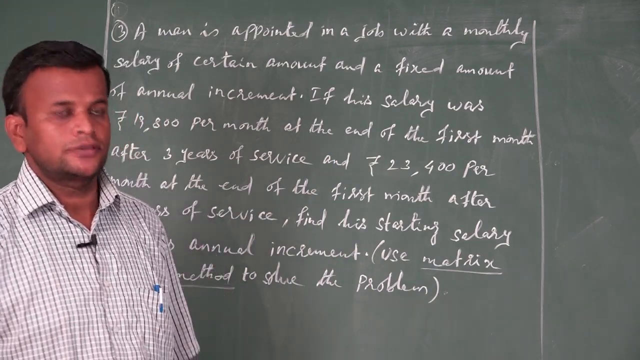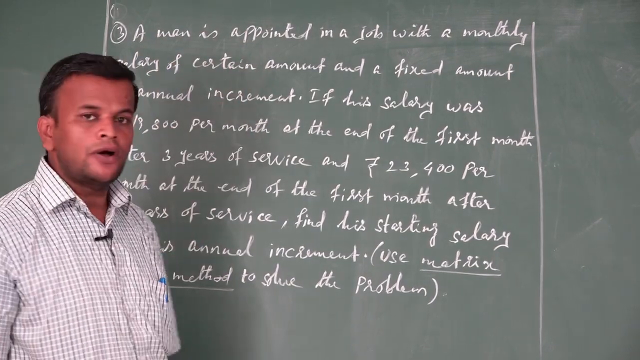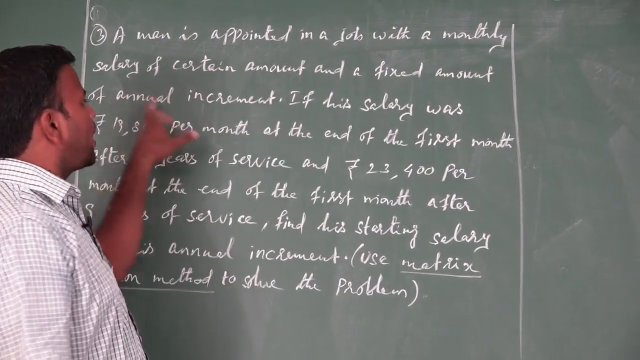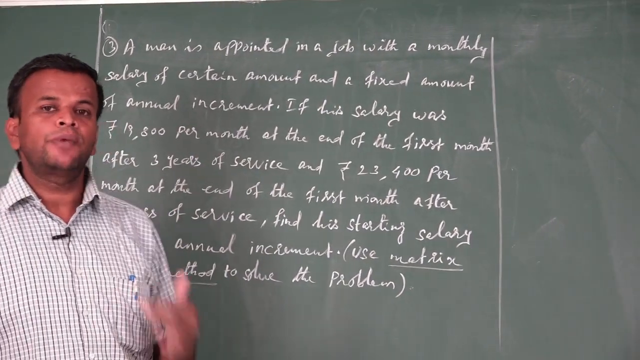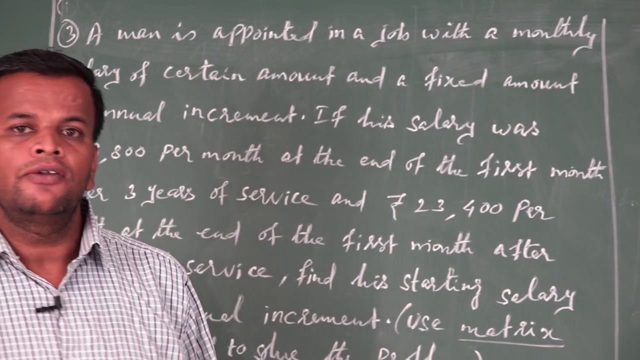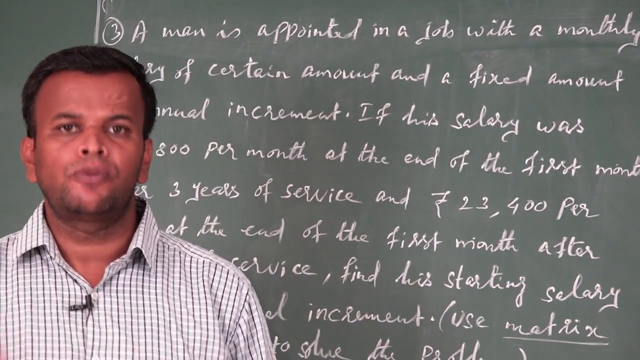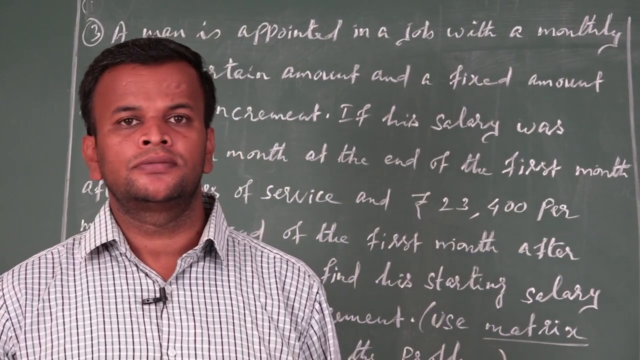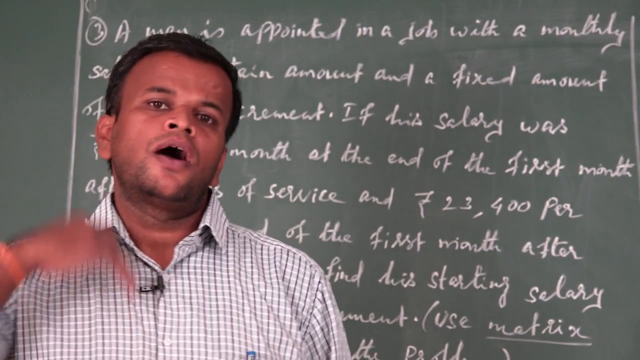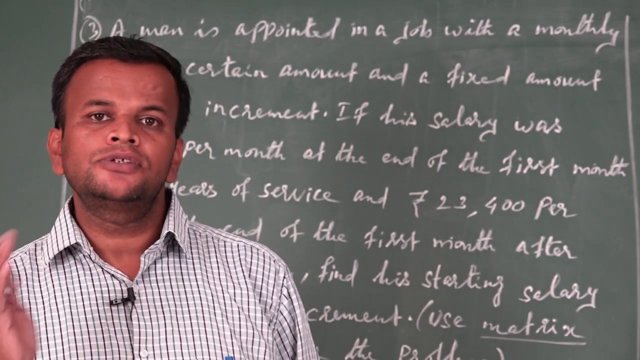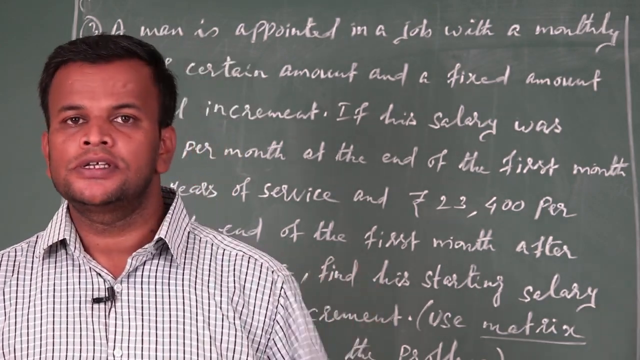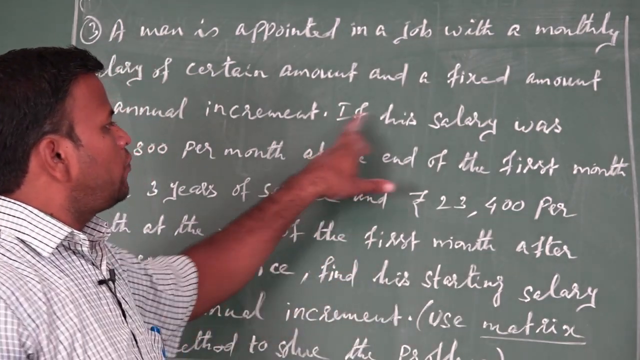Okay, what is the concept of the question? A man is appointed in a job with a monthly salary of a certain amount and a fixed amount of annual increment. Every year there will be a fixed increment. Suppose a man's starting salary is 50,000 and the annual increment is 1,000. So after 1 year, the next month's salary is 51,000. After 2 years, the next month's salary is 52,000, and it goes on.